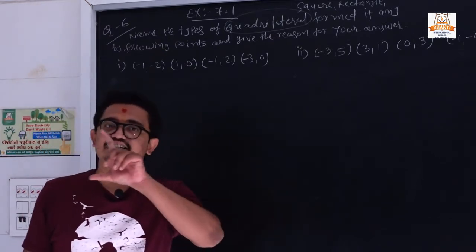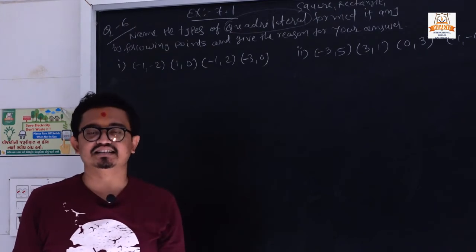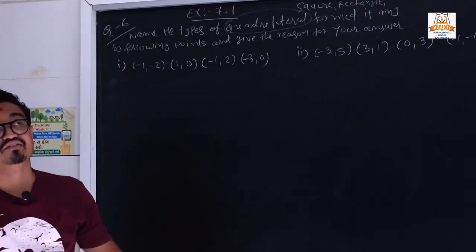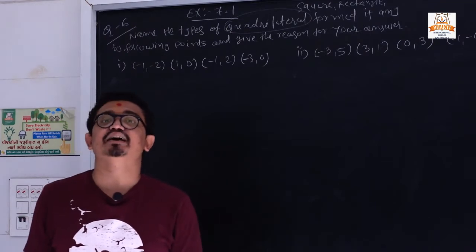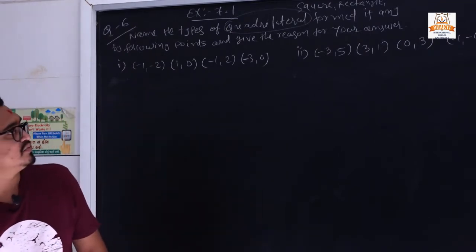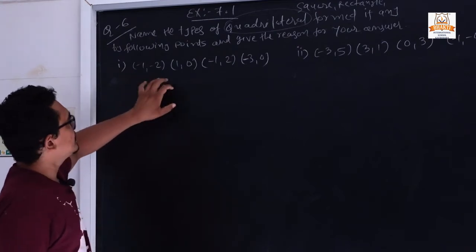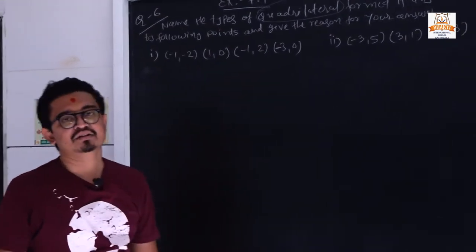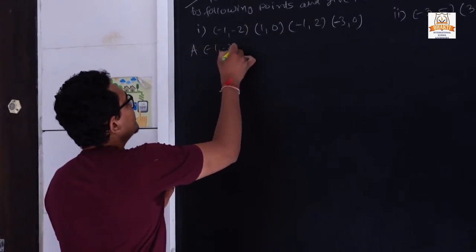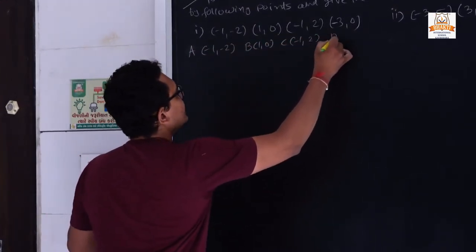If opposite sides are the same and all angles are exactly 90 degrees, we can say it is a rectangle. And if opposite sides are equal and parallel to each other, it is known as a parallelogram. Clear? Here in question 6, they are giving us 4 points. First of all we give them the names A, B, C and D.